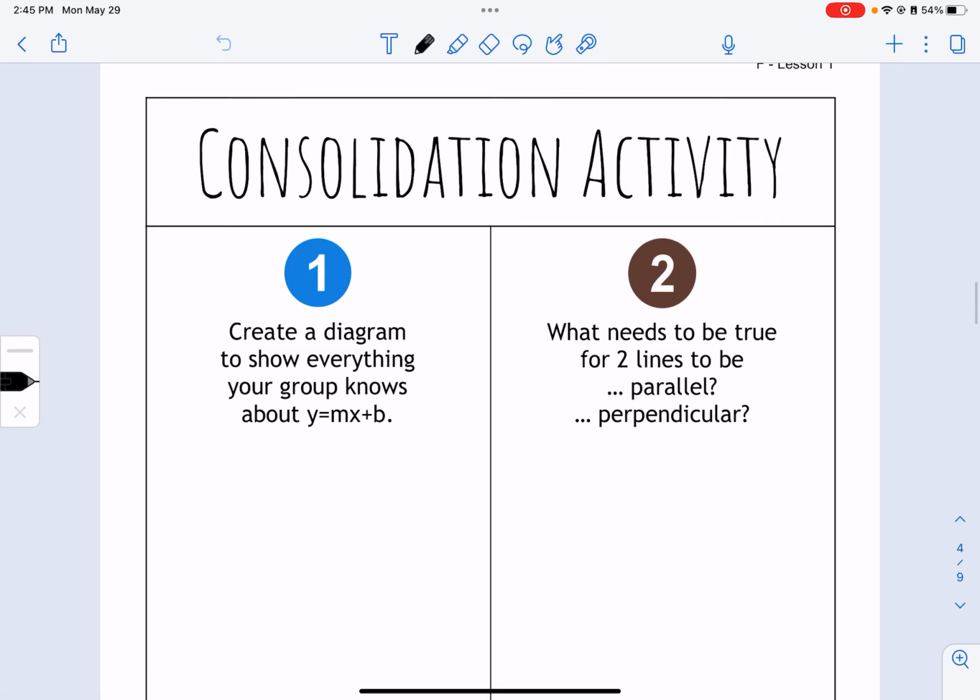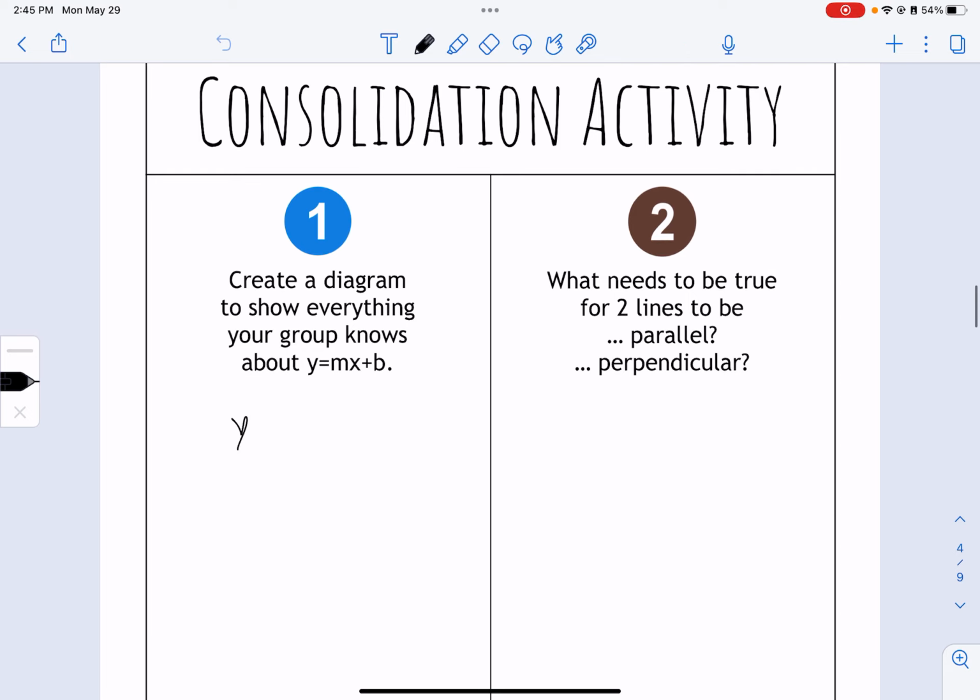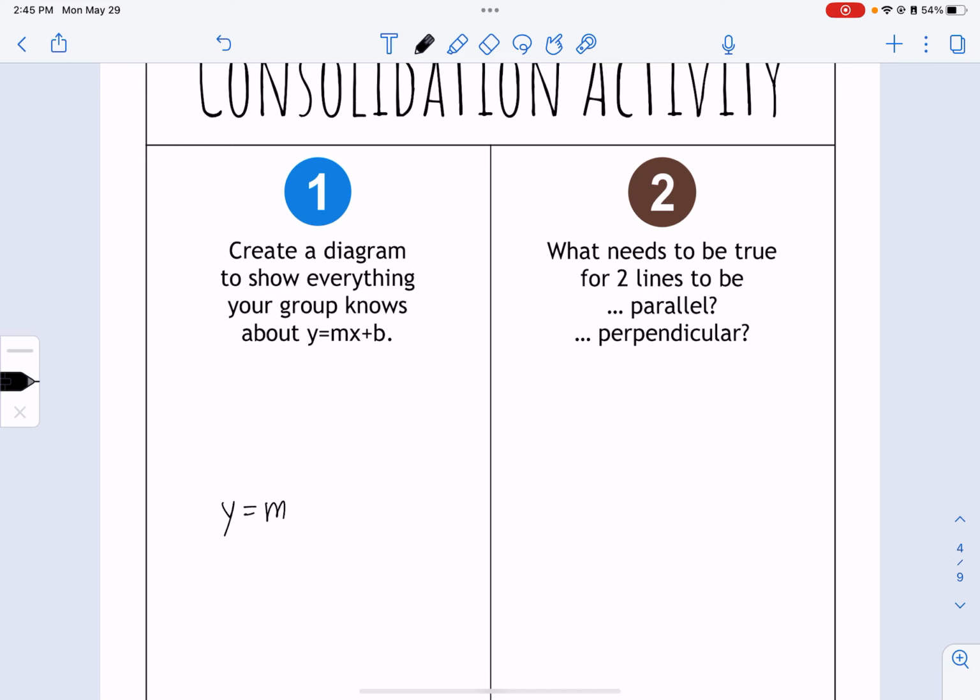This will be your consolidation video for Unit F, Lesson 3, Solving Problems with y equals mx plus b. All right, our first question asked us to create a diagram to show everything we know about y equals mx plus b. And while me on my own, I probably won't generate as many ideas as all of you would on the board, I'll try to go over some of the key points about y equals mx plus b.